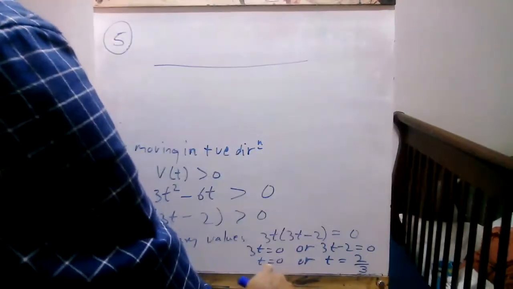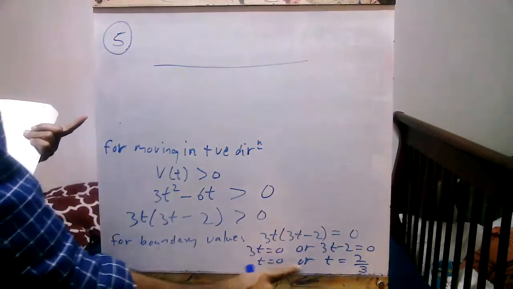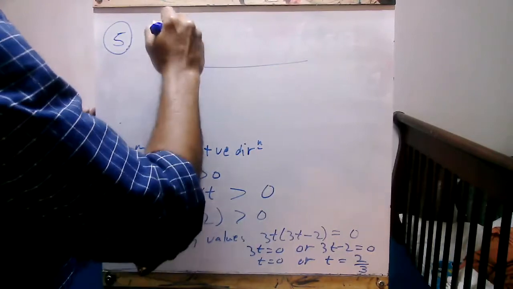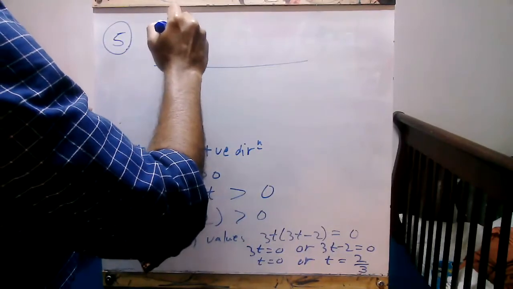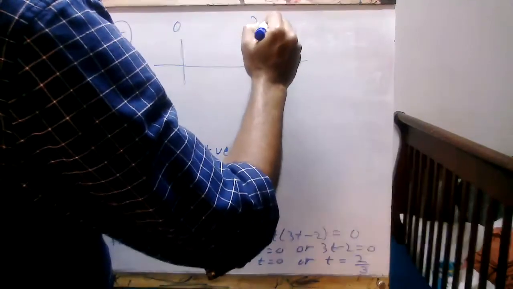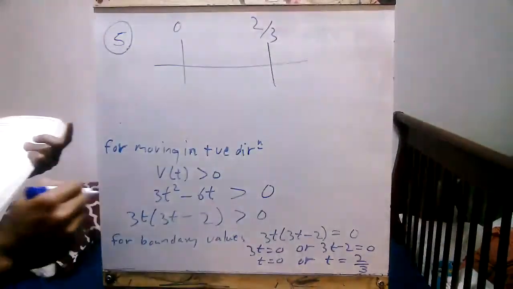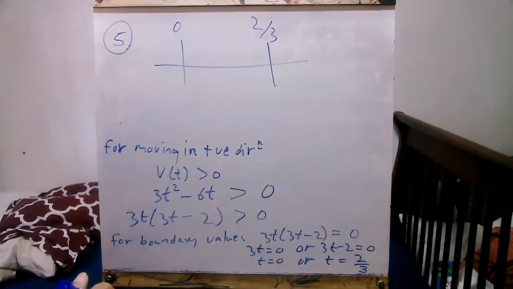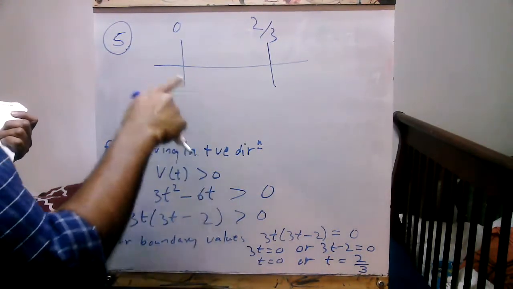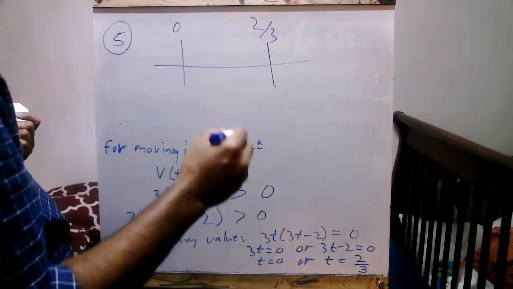We have two values, 0 and 2 over 3. 2 over 3 is bigger than 0. Now let's do sign analysis.